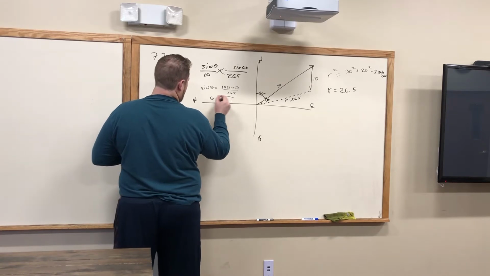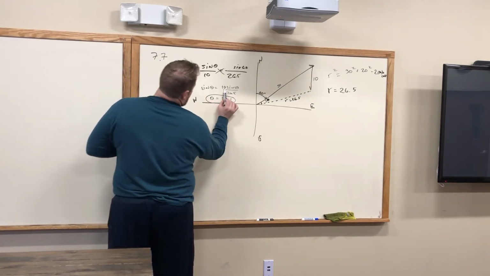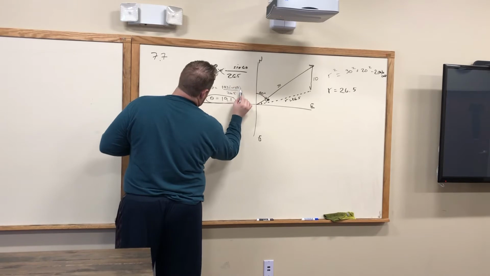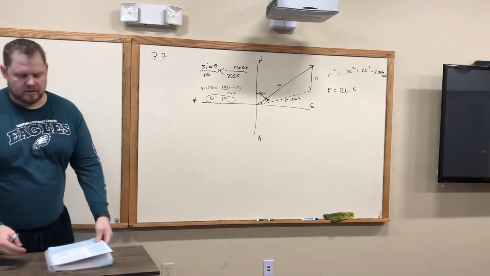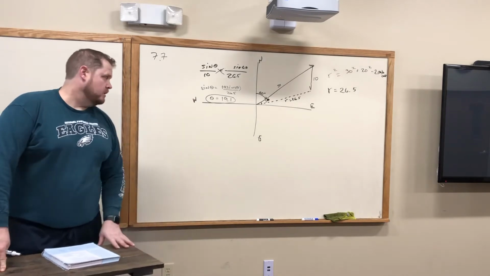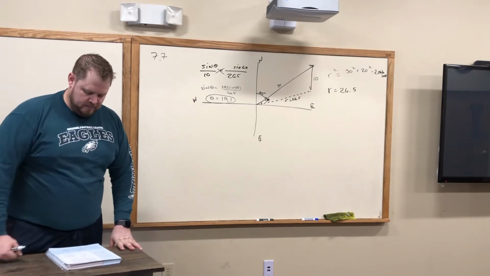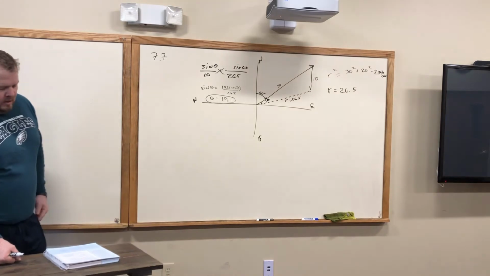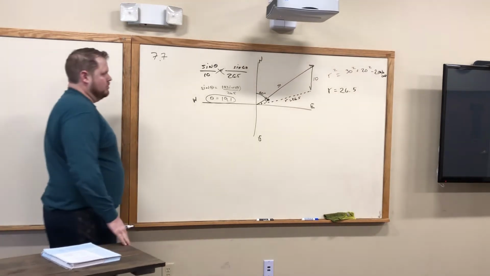19.1. And how do you solve that? 10 times, well, sine, what's sine going to be? You can do that on your calculator, square root of 3 over 2, times 10 divided by 26.5, and then hit your button. Now, so what's the actual bearing then?